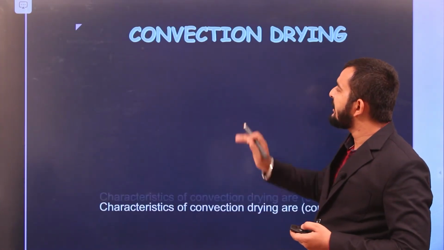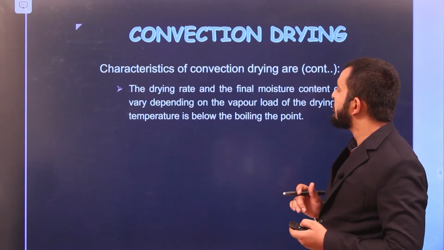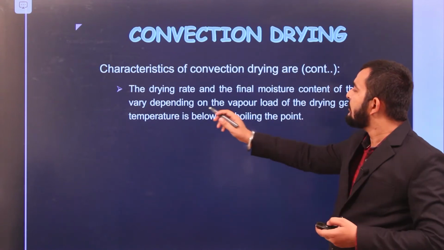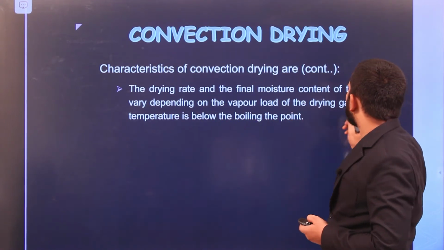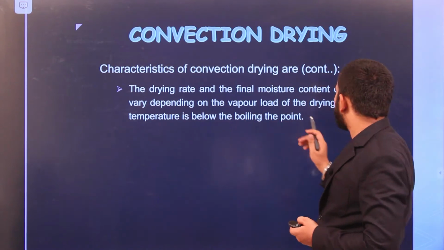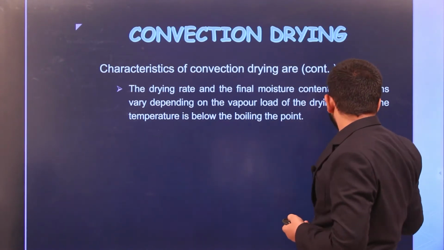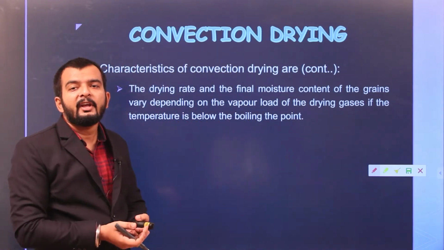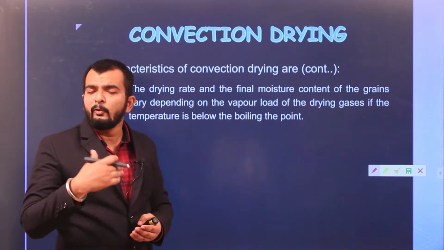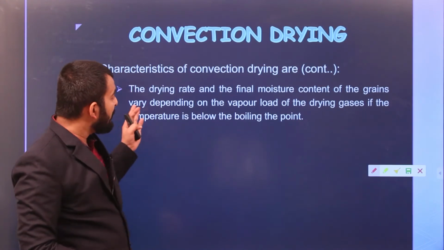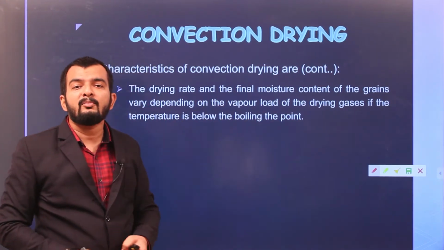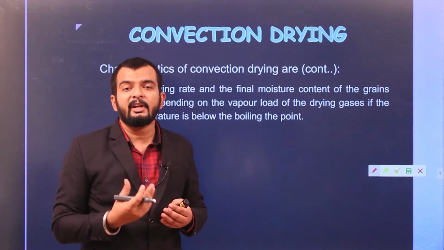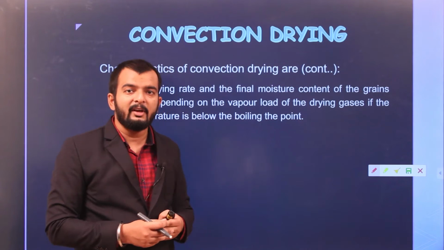So coming on to some other characteristics of convection drying: the drying rate and the final moisture content of the grains vary depending on the vapor load of the drying gases if the temperature is below boiling point. Now what does this mean? In convection drying, for all the hot gases or the drying agent or the flue gases that we are supplying, the drying rate or the final moisture content of our grains depends on the moisture absorption capacity of the drying agent. Okay, why is it so?